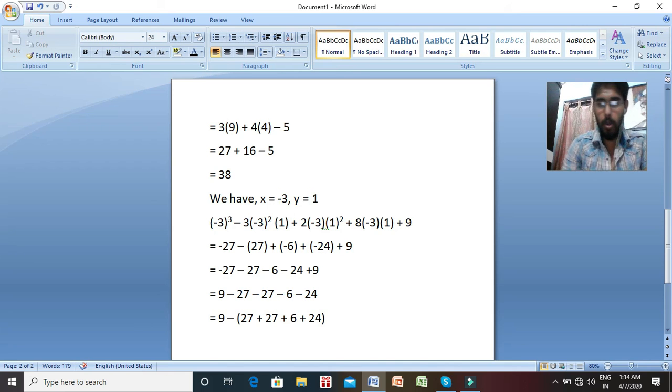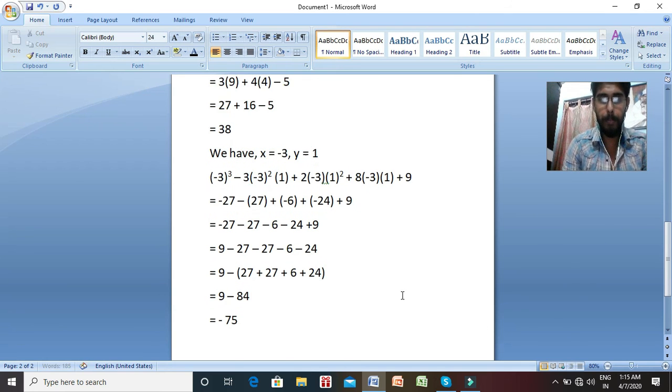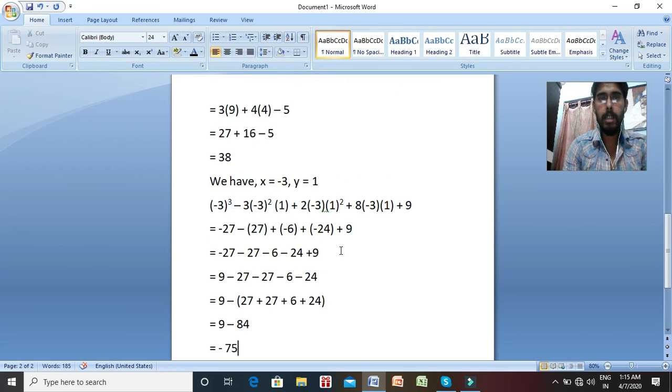Okay, so the addition of all these things we are getting is, so 9 minus, so 27 plus 27 is 54, plus 6 is 60, 60 plus 24 is 84. So 9 minus 84, and the result should be negative because 84 is obviously more than 9, so negative of 75 is the answer to this particular question. So negative 75 is the answer to this particular question.